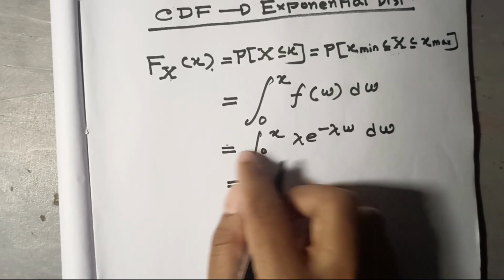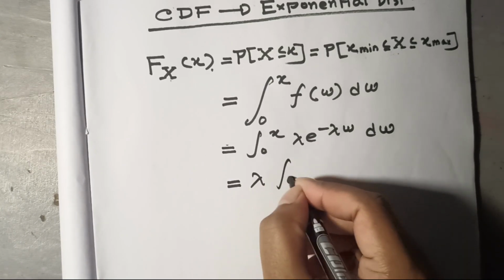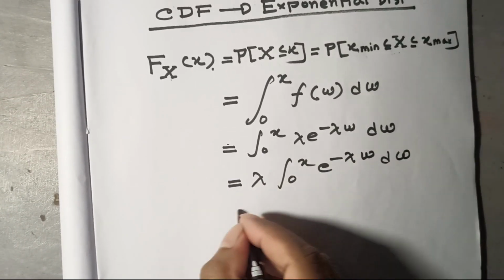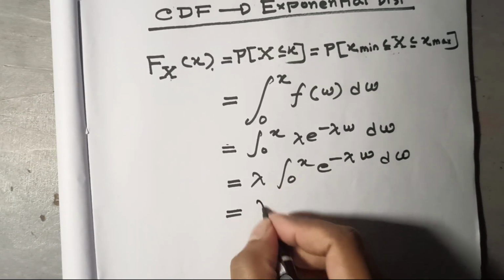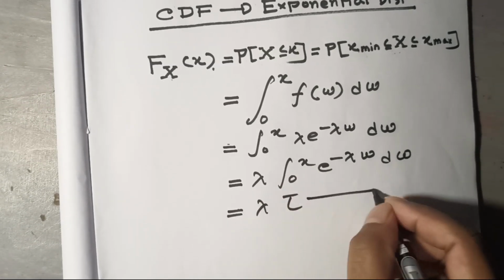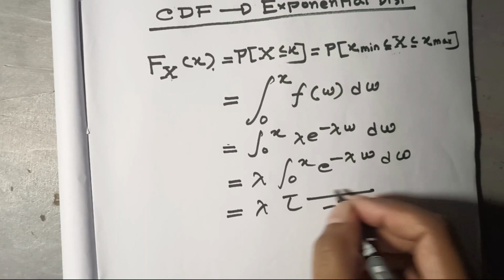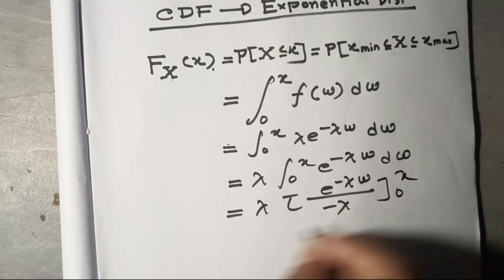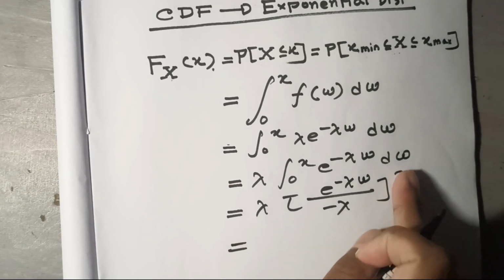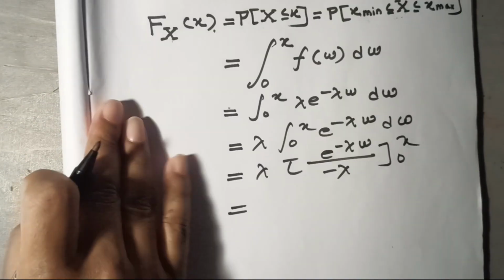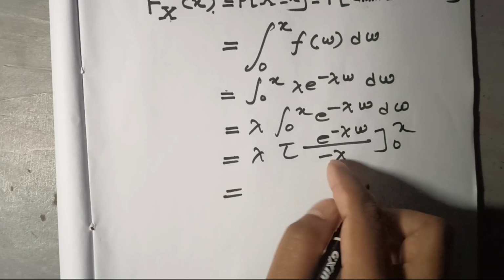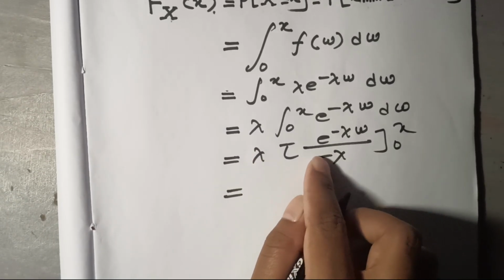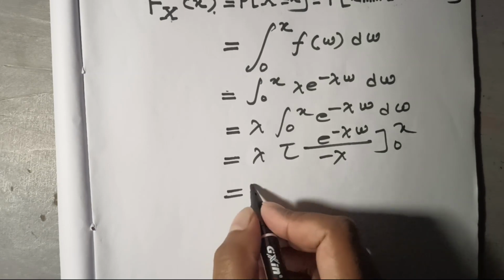Next we will take the lambda out, so lambda times the integral from 0 to x of e to the power minus lambda w dw. Now we're ready to integrate this one, right? Lambda and minus lambda e to the power minus lambda w from 0 to x. And now we will put in the values of the limits.